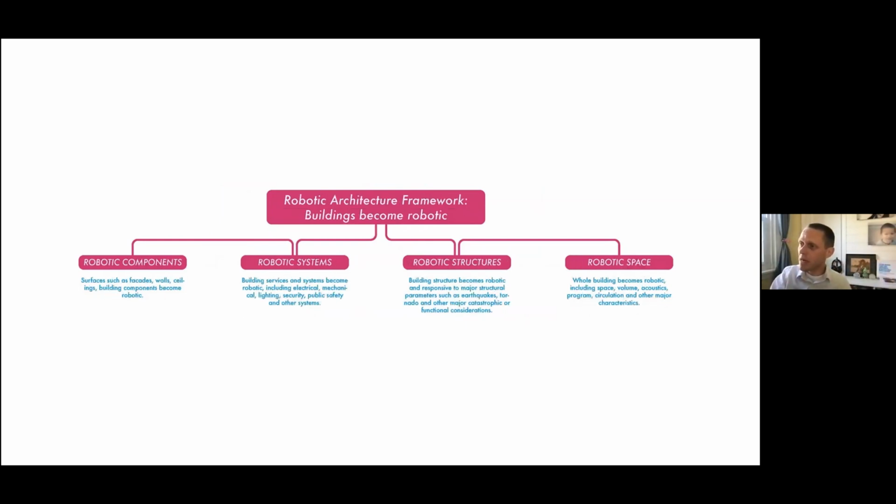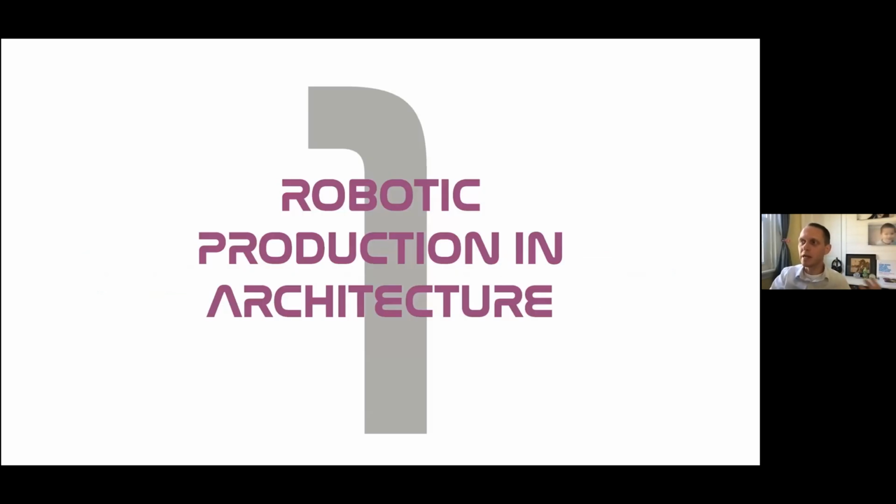And then also what happens when buildings become robotic? Is it a component? Is it a system? Is it a structure? Is it a space? Spatial robotics are the furthest in the future. Robotic components could be an air conditioning system, one little part of the building. So there are a lot of ways that architecture could be influenced by robotics.